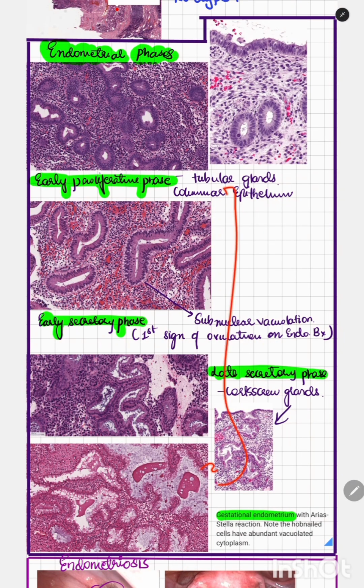See, these are the histological images of endometrial phases. The first one is early proliferative phase, where you see glands which are in the form of a tube. So these are known as tubular glands. Okay, this is seen in early proliferative phase.